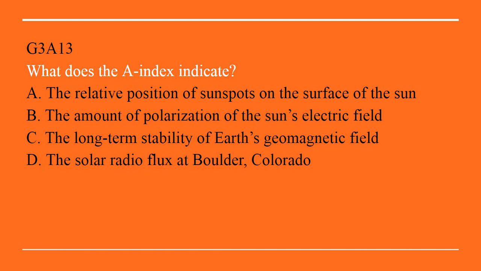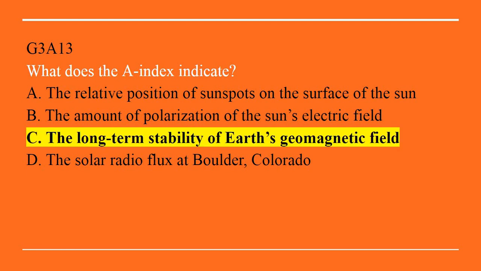G3A13, what does the A index indicate? A. The relative position of the sunspots on the surface of the sun. B. The amount of polarization of the sun's electric field. C. The long-term stability of Earth's geomagnetic field. Or D. The solar radio flux at Boulder, Colorado. Correct answer is C, the long-term stability of Earth's geomagnetic field.